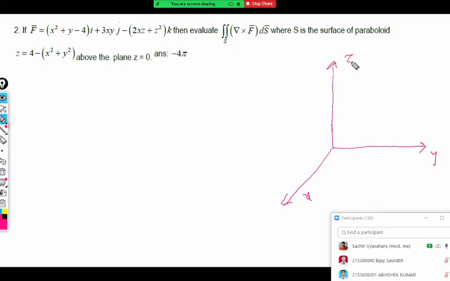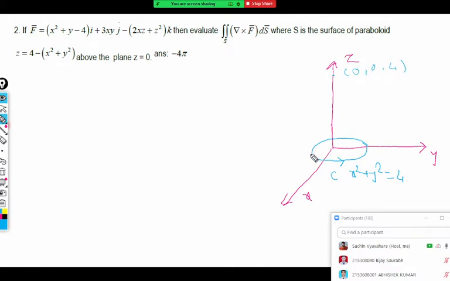Just for your understanding. So what is the base? The base of this paraboloid is a circle again. You put z equal to 0, you get x square plus y square equal to 4. Radius 2. So this is a circle of radius 2. That's the circle. And you put x, y as 0, z is 4. So it is 0, 0, 4.